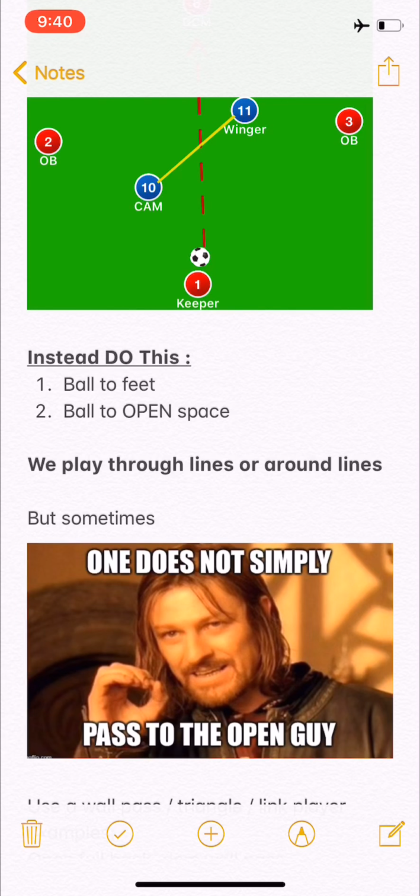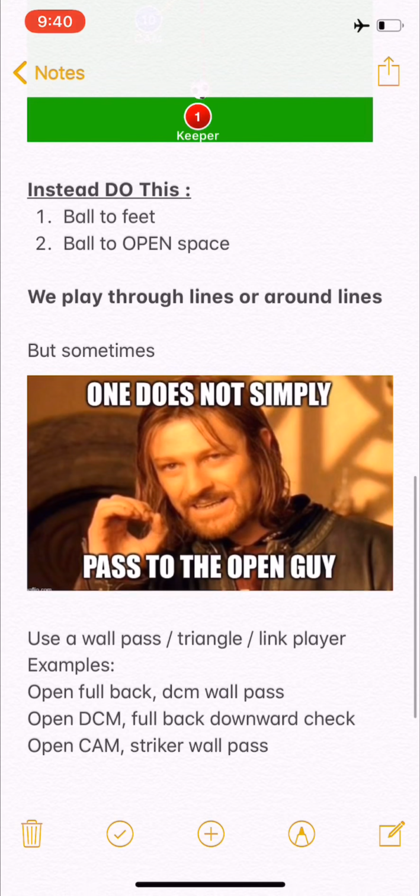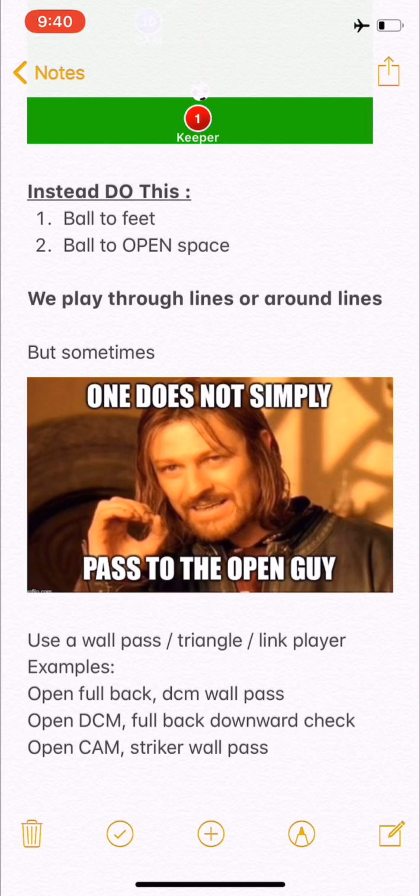sometimes we know who's an open guy. We know who we're trying to get the ball to. They're clearly open, but one does not simply just pass to the open guys sometimes. And what the heck does this mean? It's because of the issue of the cover shadow. Sometimes someone's open, but the pass to them is blocked. So how do you get there?